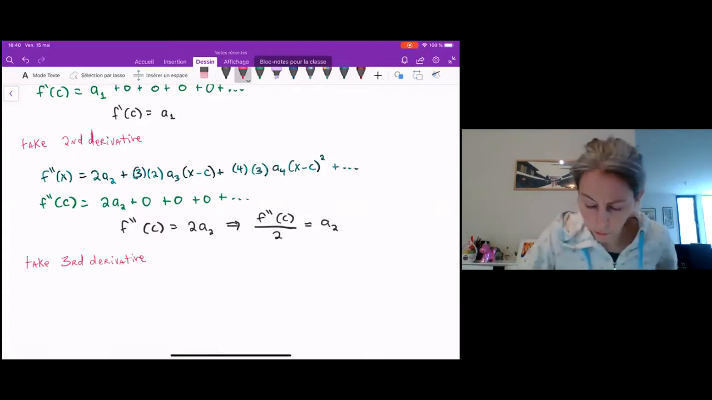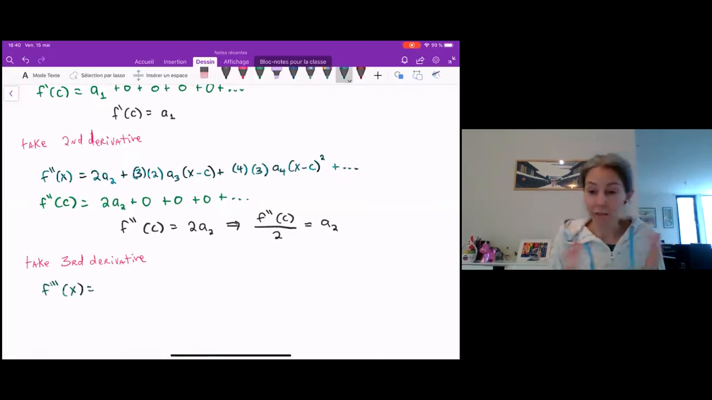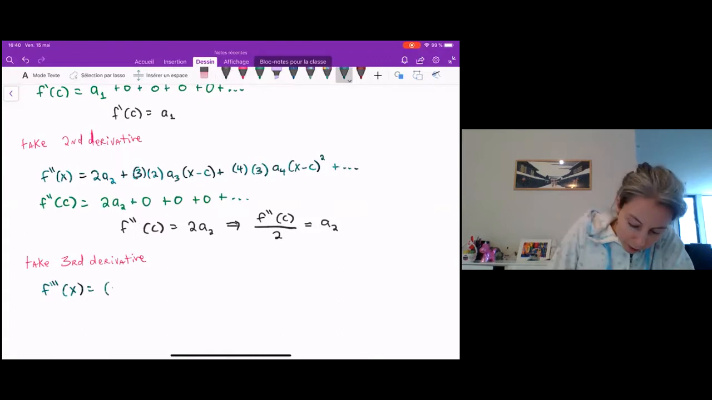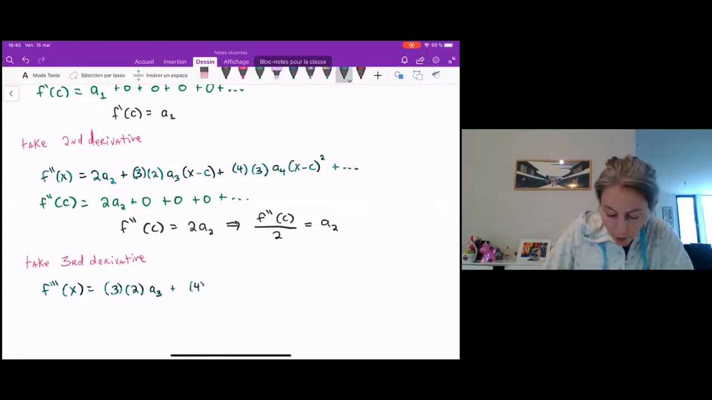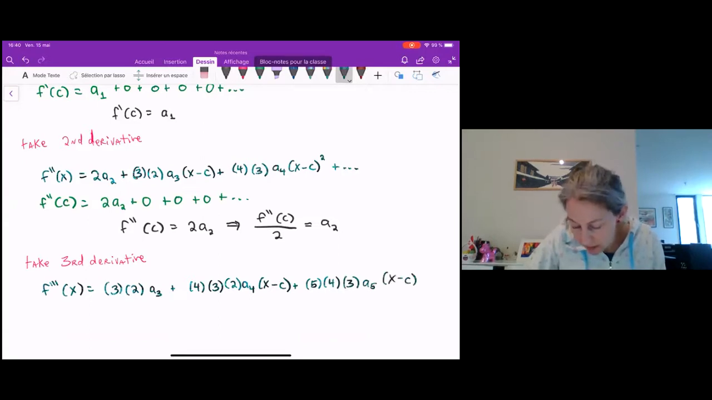Okay, so the third derivative, f triple prime of x, will give me, first it'll have a 0, so then it'll give me 3 times 2 times a3 plus 4 times 3 times 2 times a4 times x minus c. If I were to have the next one there, it would be plus 5 times 4 times 3 times a sub 5 times x minus c squared. If I had started writing that one from the beginning, this would be really straightforward to see. If you want to go back and do that, you can. Plus, and then so on and so forth.